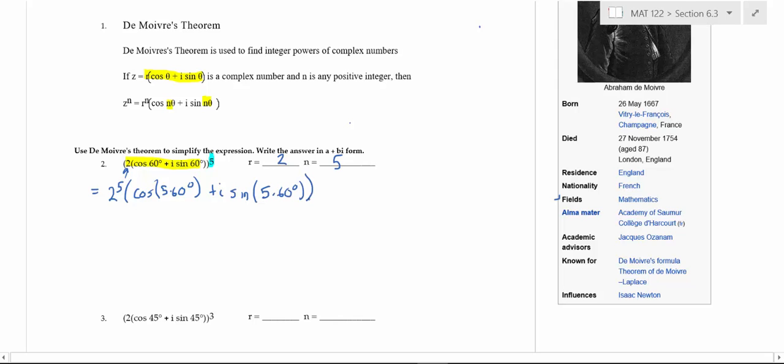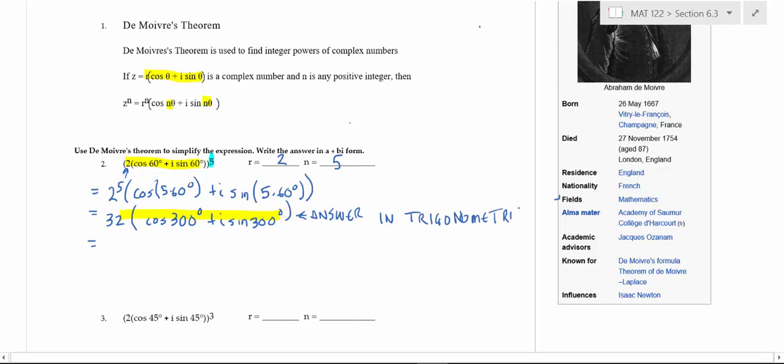So de Moivre's theorem is very easy to use. You'd end up having 2 to the 5th is 32, then the cosine of 300 degrees plus i times the sine of 300 degrees. All right. Now, if I wanted to leave this in trig form, this is the answer in trig form. We could also go to the unit circle and work this out.